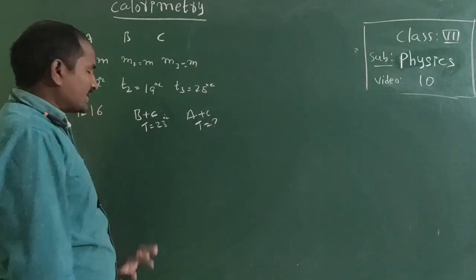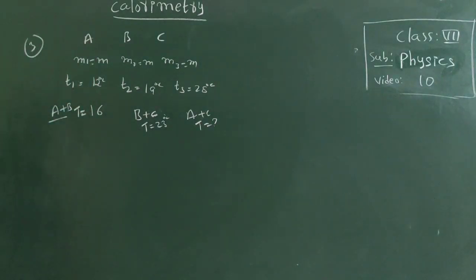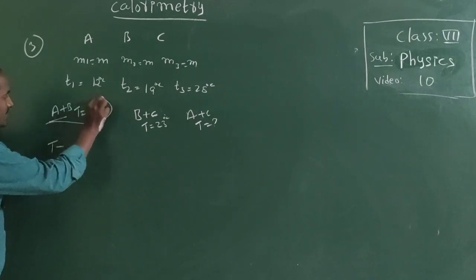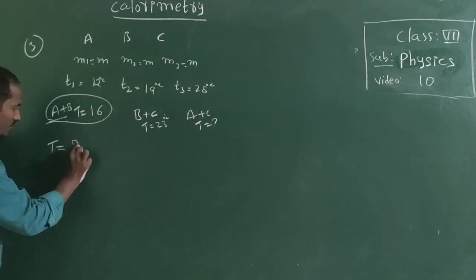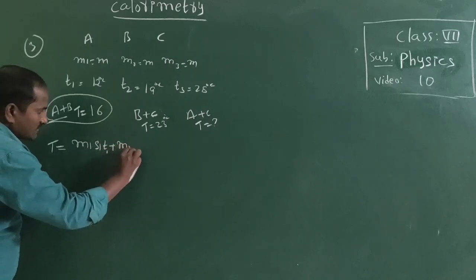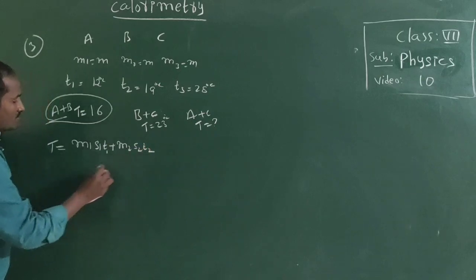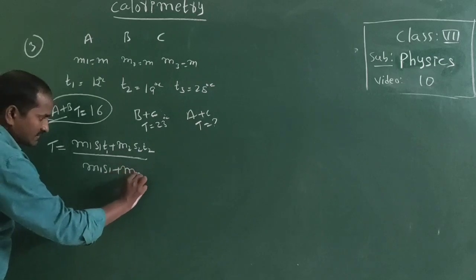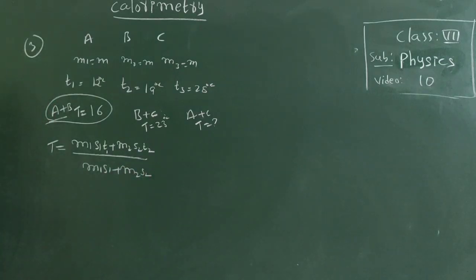From the resultants, we can find S1 and S2. For the first one, A and B are mixed together, then T equal to M1 S1 T1 plus M2 S2 T2 by M1 S1 plus M2 S2. It is the resultant temperature if A and B are mixed together, and here the resultant is 16.